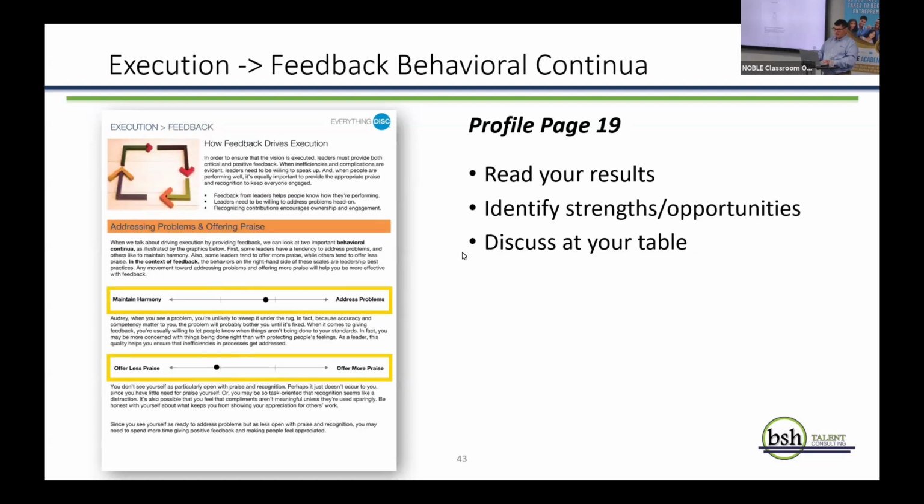And then on page 19, this is the continuum of challenge or maintain harmony, which is a good thing to do. We want to have harmony, but we want to be able to challenge each other as well, right? And so we need to be able to address problems. We need to be able to be direct with people in the right way, but we can't just focus on harmony at the expense of getting things done.